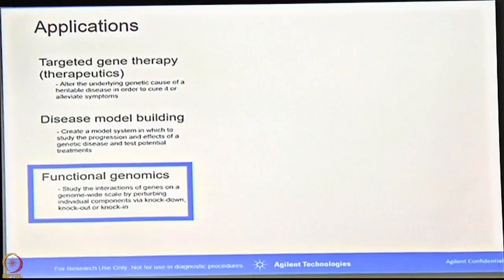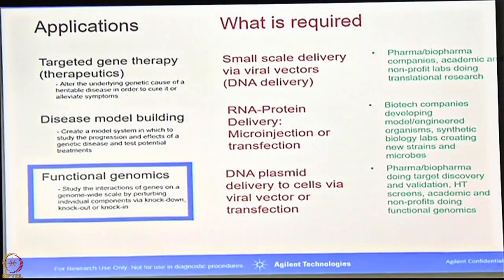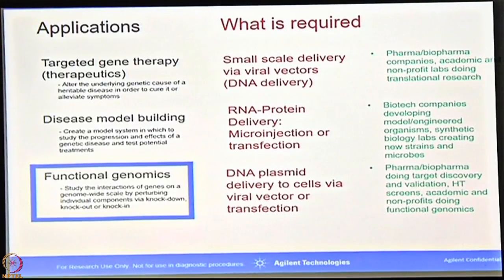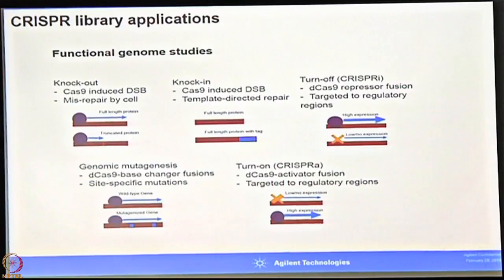We are working on functional genomics, where we try to edit these genes on a large scale, whether it's knockdown, knockout, or knock-in, to solve the problems. If you study functional genomics, the very first prospect is knockout, right? Knockout means the guide RNA breaks the gene and it makes a truncated protein, so your protein is not going to work. Knock-in means adding some tag on the protein.